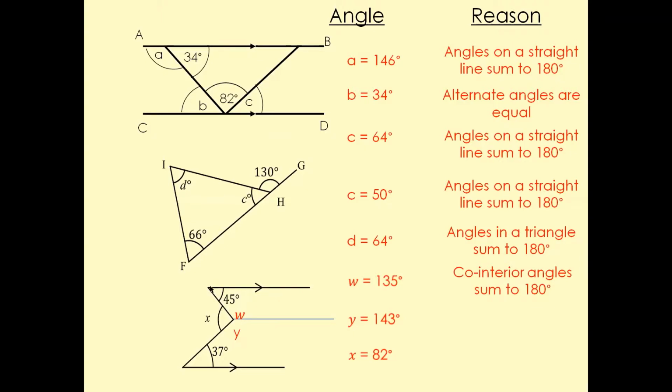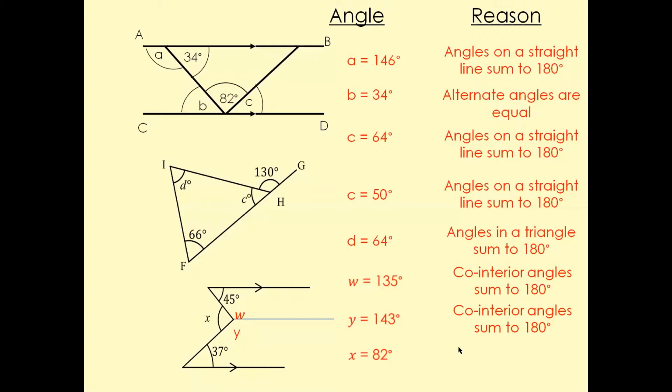So draw a line here, and that is going to form a C. And wherever we find C, that means these two are going to be co-interior angles. And co-interior angles, they add up to 180 degrees. For Y, again, this is forming a C here. So these two angles add up to 180 degrees. And 180 take away 37, that will give you 143 degrees.